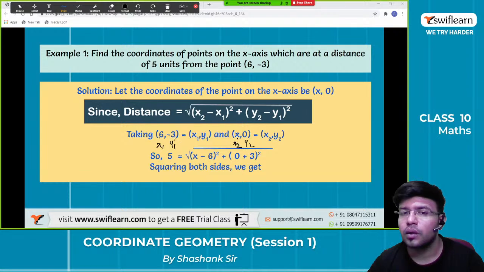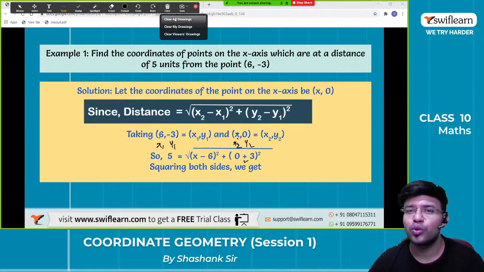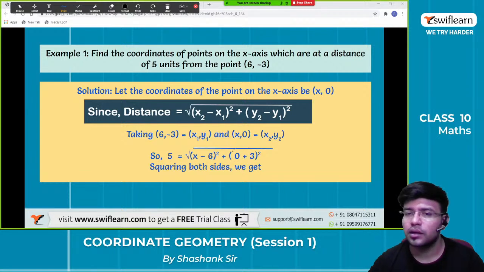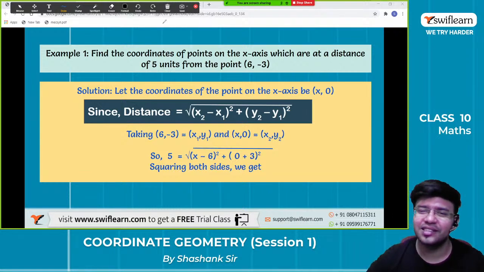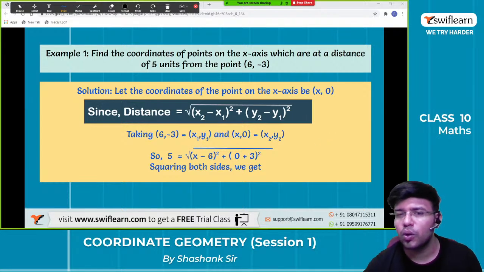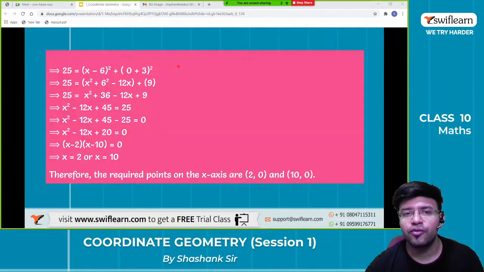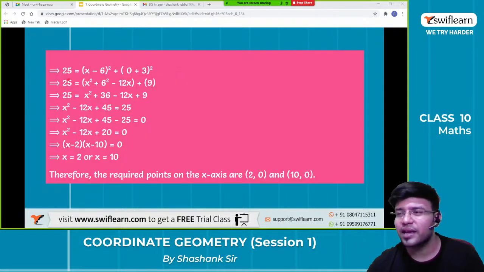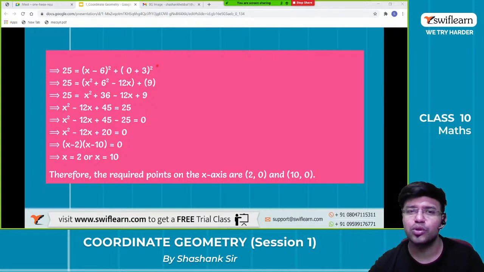Now see here, y1 is minus 3. How much will be minus of minus? Minus of minus is plus. So (0 plus 3) whole square, and square root of that, which is equal to 5 since it is given in the question. Now taking square on both sides, 5 square is 25 and the square root is going to go. So we have 25 is equal to (x minus 6) whole square plus (0 plus 3) whole square.